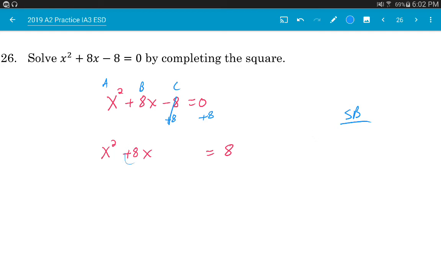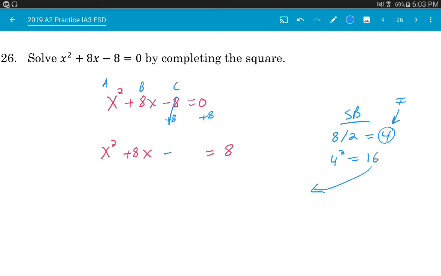B is 8. So I'm going to take the 8. I'm going to do two things to it. I'm going to divide it by 2. That gets me 4. And then I'm going to square it. 4 squared equals 16. Now this 4, the result of division, I always call the important number, I.